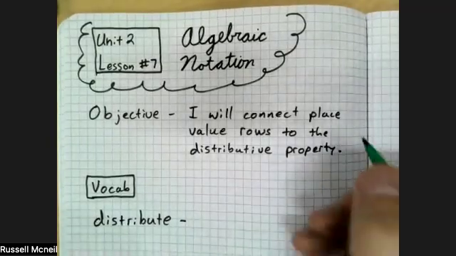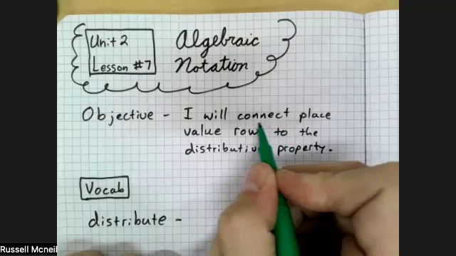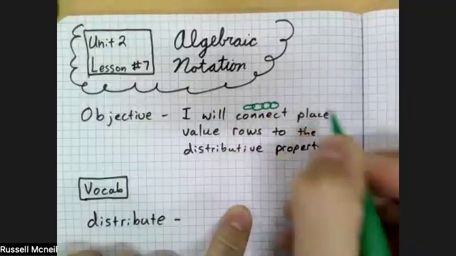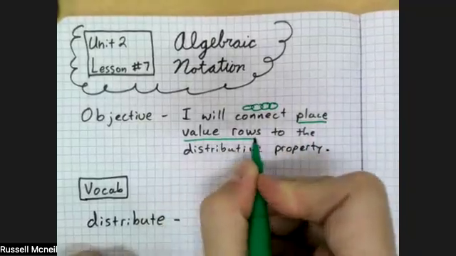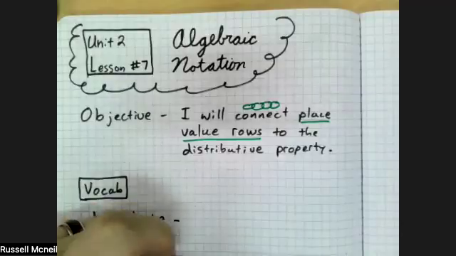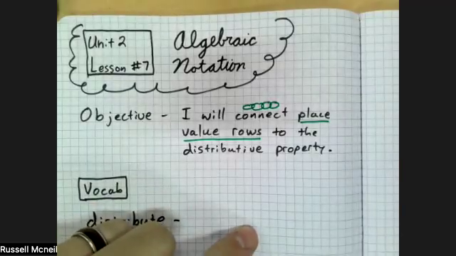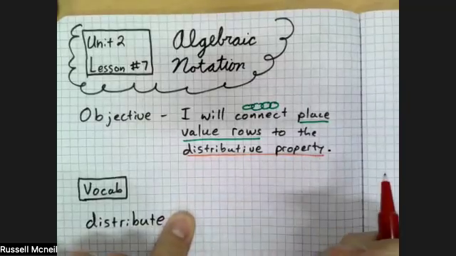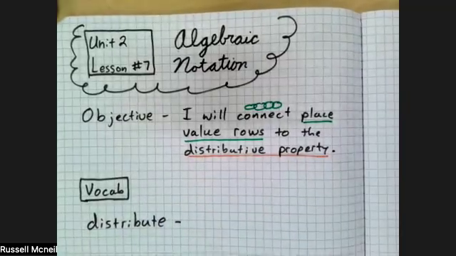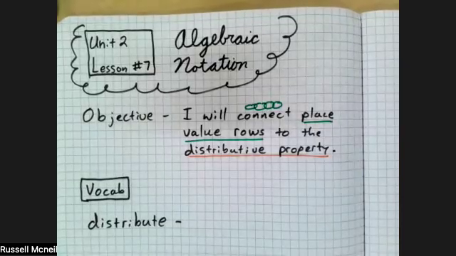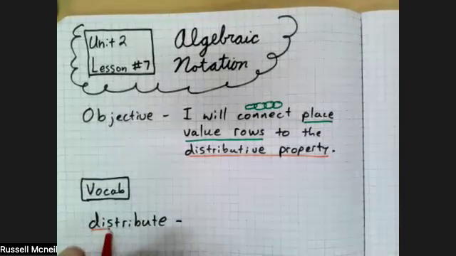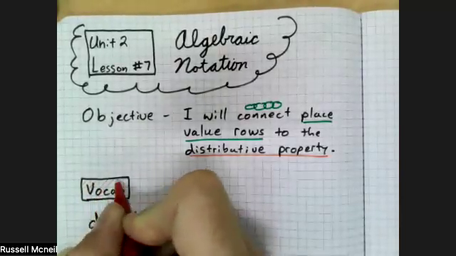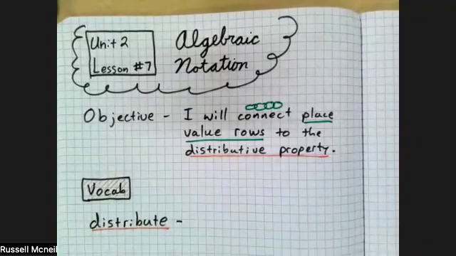Now, place value rows, we've been doing this for a bit. So again, we're talking connect. We want to connect our ideas of the place value row to something new. Some of you, I'm certain, have heard this before. It's called the distributive property. And for us to fully understand distributive property, we need to understand the word distribute. Say it with me, distribute. And that is going to be our vocab for the day, to distribute.